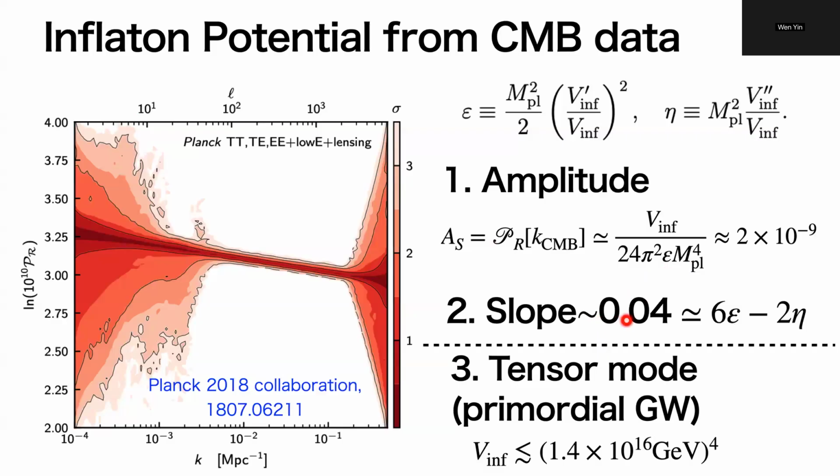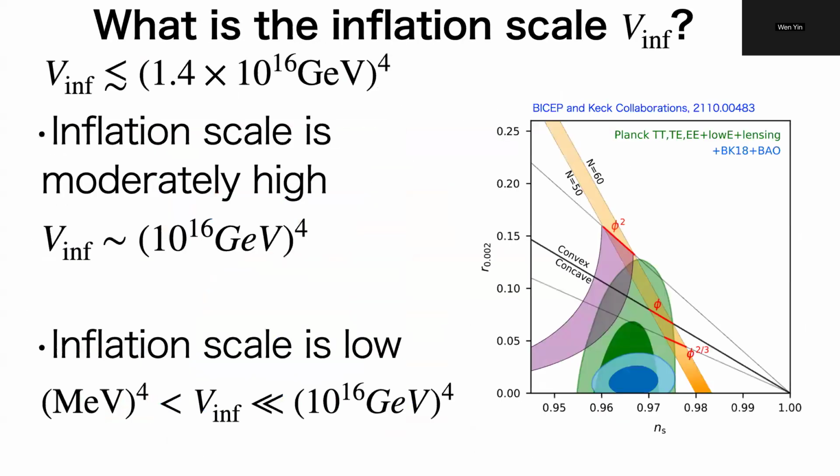For instance, we don't know the absolute value of the inflation scale. If we can detect some tensor mode, which is due to the primordial gravitational wave, actually we can get the scale of the inflation. But nowadays we cannot. We still did not detect the tensor mode. Therefore, we get the upper limit on the inflation scale, which is around 10^16 GeV. So as a model builder, we have two ways to go. One is to consider inflation models with potential energy around 10^16 GeV.